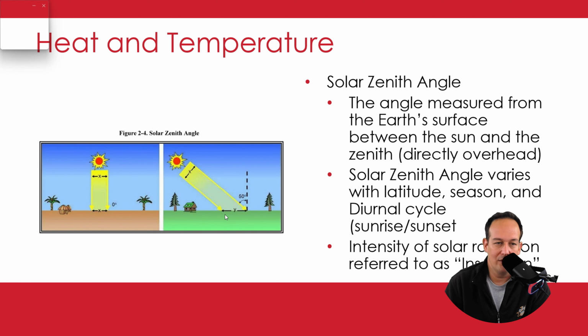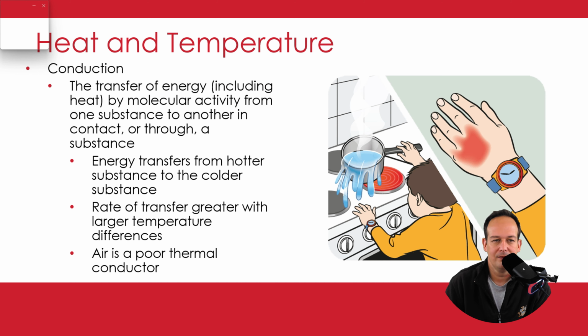And then, of course, when the sun sets, in this diurnal cycle, we have no solar zenith angle, so we're not receiving any solar radiation. We're just expelling radiation, terrestrial radiation.